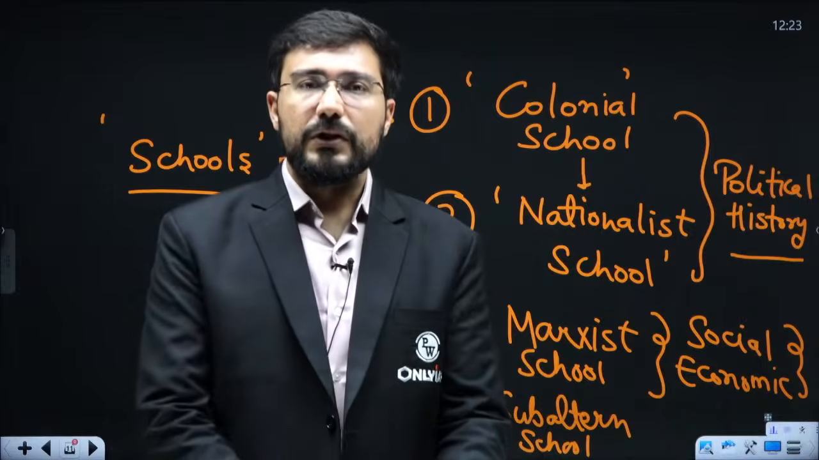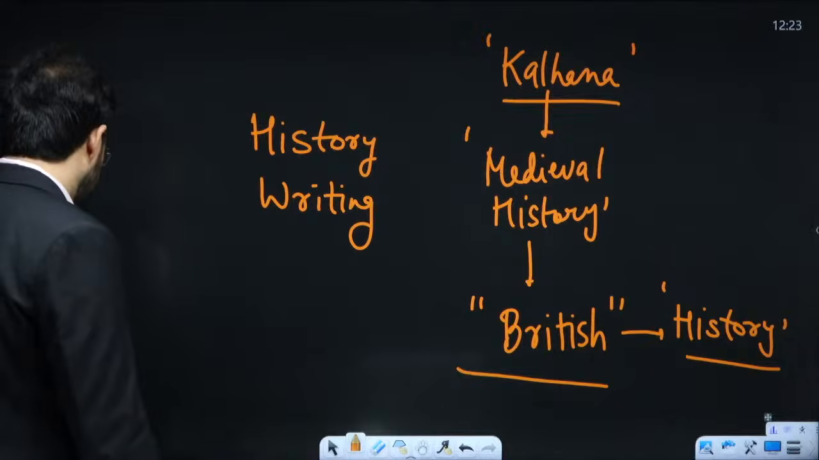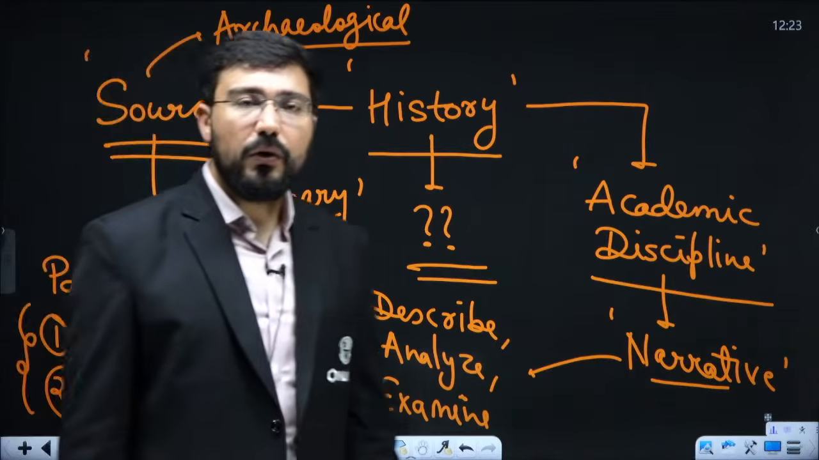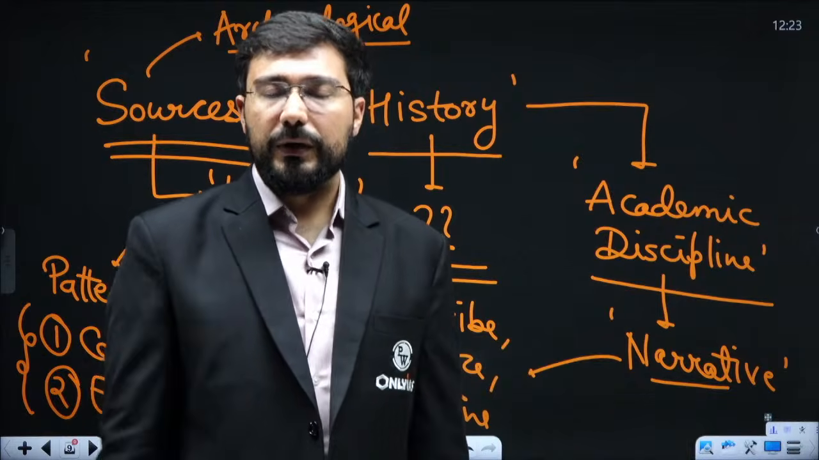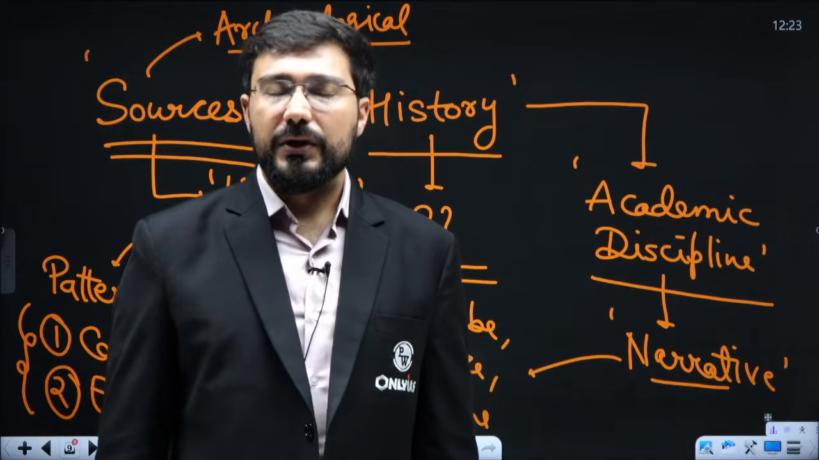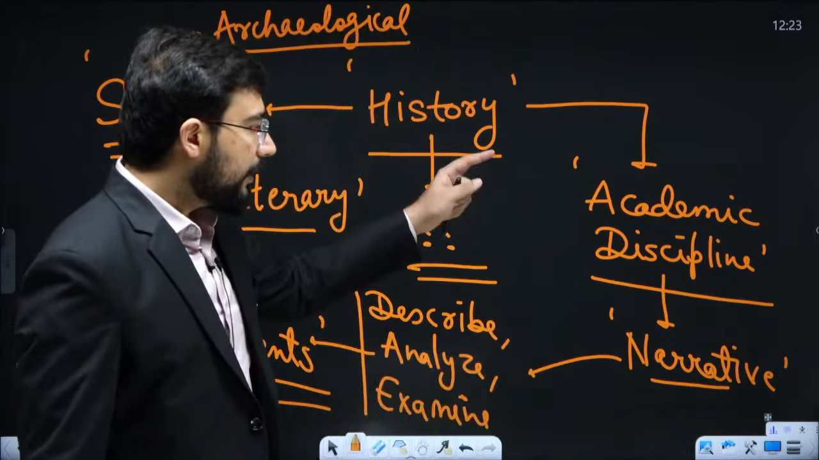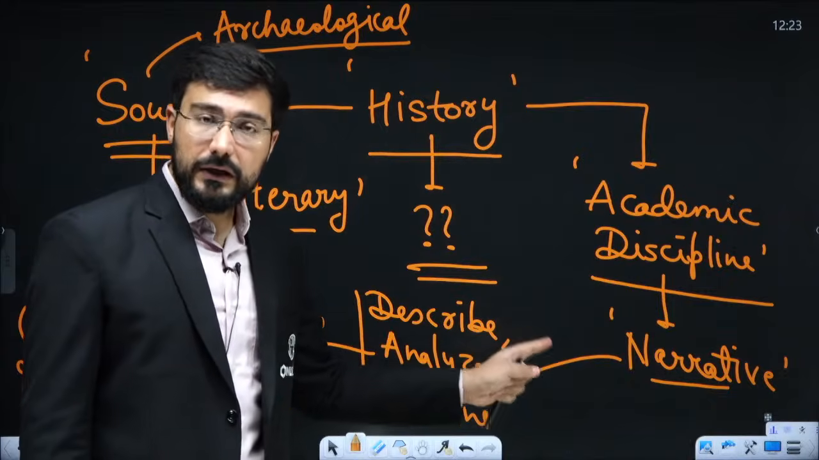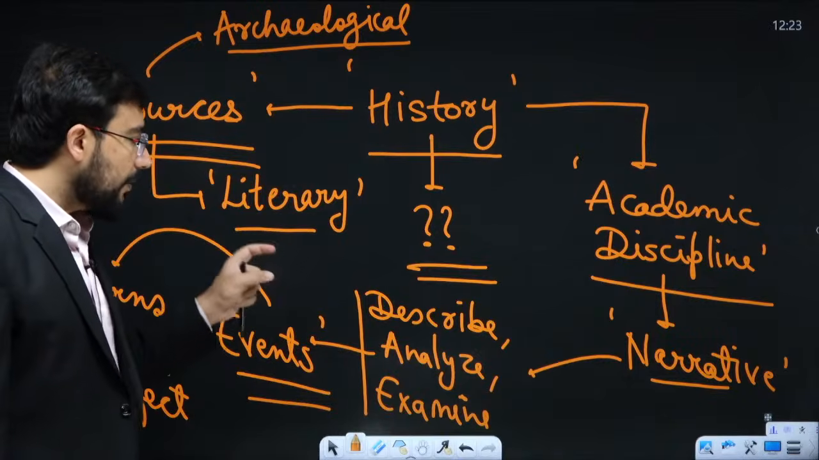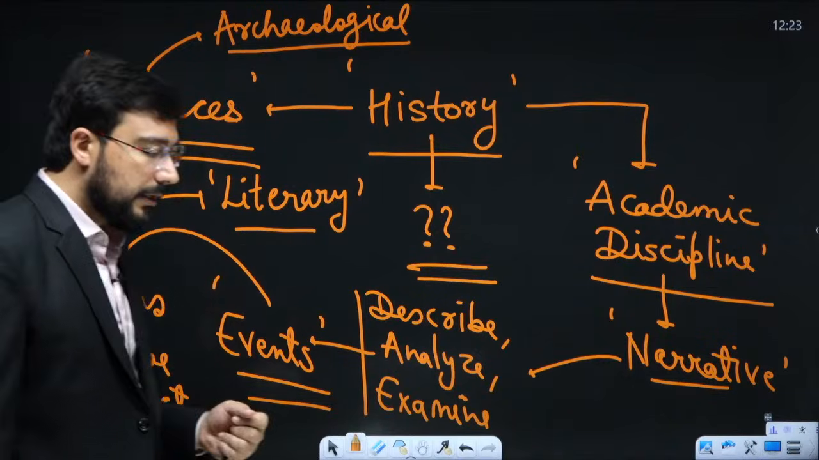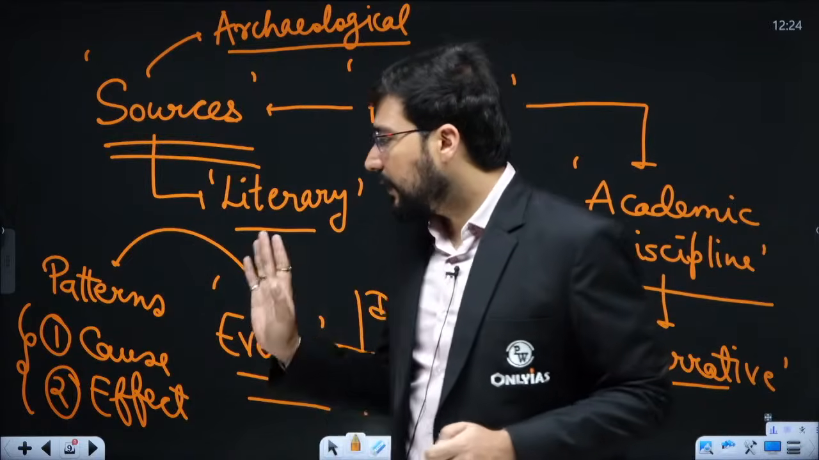Okay. So history, as I've told you, by its very definition, creates a narrative. History is not something which is the gospel of truth. Yes, we may agree to have the same kind of opinion on something, but that opinion can change very quickly if the sources change. So history is nothing but an academic discipline which creates a narrative and uses the process of describing, analyzing, examining events, and finally the focus is on two things: cause and effect. So this is what history is.